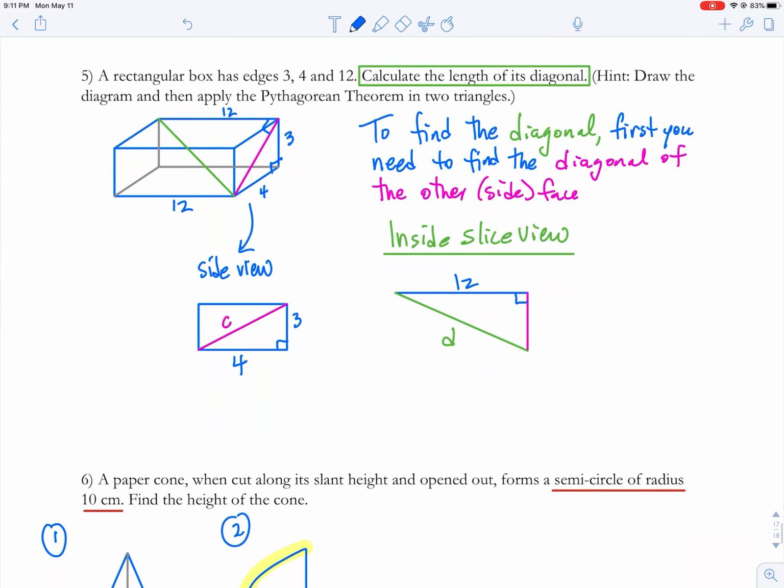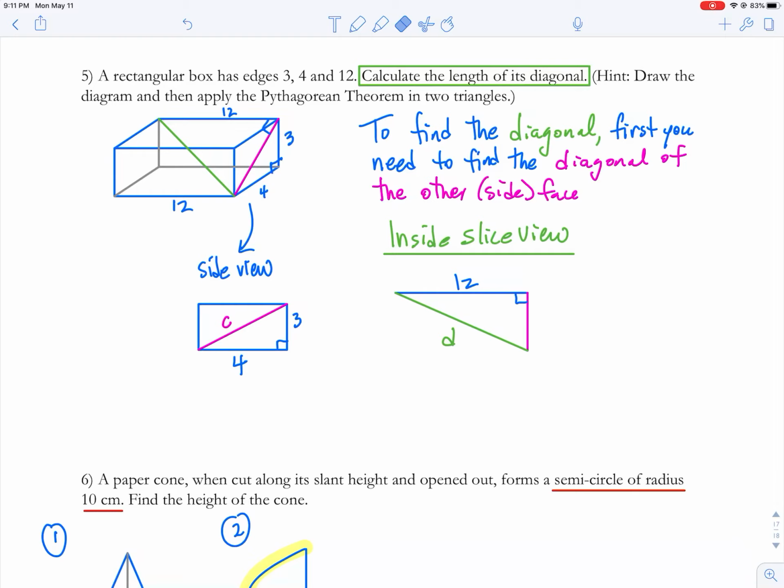Question 5. So yes, I pre-wrote and drew a bunch of stuff here. Question 5 said a rectangular box has edges 3, 4, and 12. So I drew that there. And then it wants us to calculate the length of its diagonal. The diagonal of the box goes from one corner all the way through to the other. So that's the one that I drew in green. And said, hint, draw the diagram. Then I used Pythagorean theorem in two triangles. Okay, so we're going to do that.